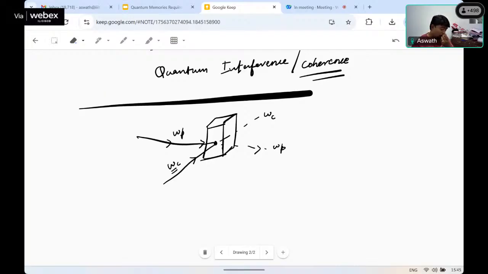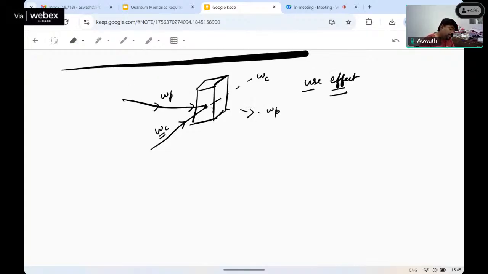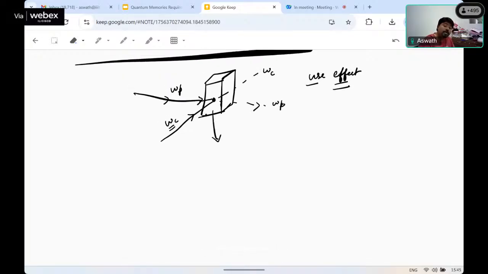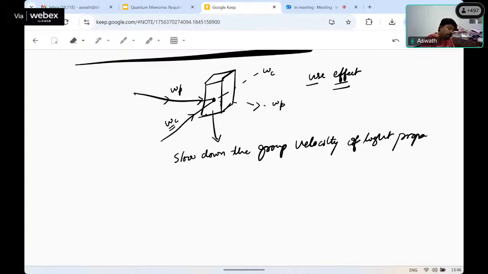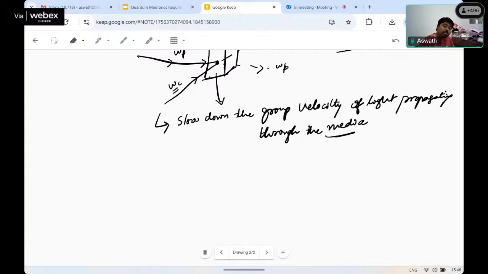So in this way, I can use this effect to create a storage of light in the system. The storage of light in the system is done based on looking at the refractive index of the system. In this kind of material, you can slow down the group velocity, which is another concept, the group velocity of the light propagating through the medium. You can slow it down so much that it appears photons are coming into the material.